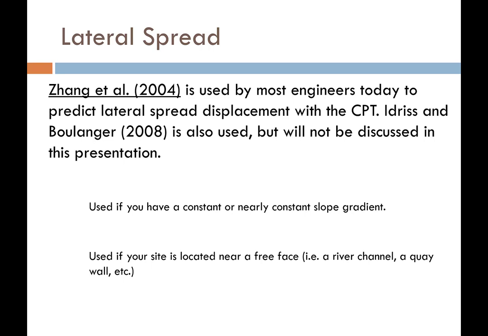Now, Idriss and Boulanger also present their own semi-empirical lateral spread model that I'm aware of some people liking to use. It was not necessarily peer-reviewed, and it's not as robust or contain as many case histories as the Zhang and others one, as far as I'm aware. But it's based on the same fundamental theory, where lateral displacement is equal to the shear strain of the soil times the thickness of the soil. So similar to volumetric strain, but this time it's the shear strain of the soil times its thickness, and that gives us the lateral displacement. That's Idriss and Boulanger. But we're not going to discuss Idriss and Boulanger in this presentation. We're going to discuss Zhang and others.